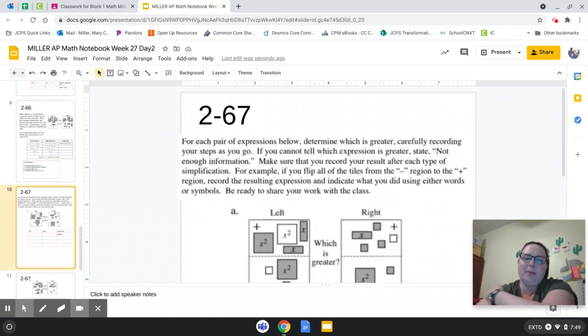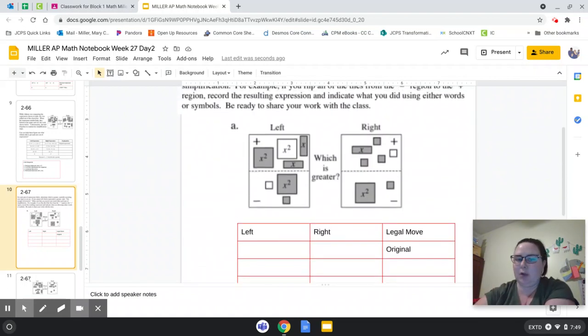All right, problem 267. Here we go. For each pair of expressions, determine which is greater by carefully recording your steps. Similar, exact same process. We're just literally listing, but now we have some other crazy tiles.